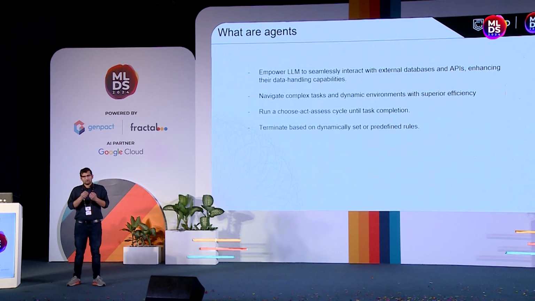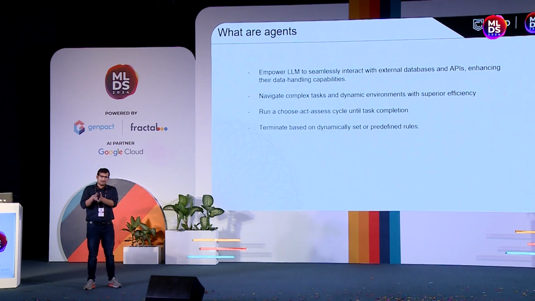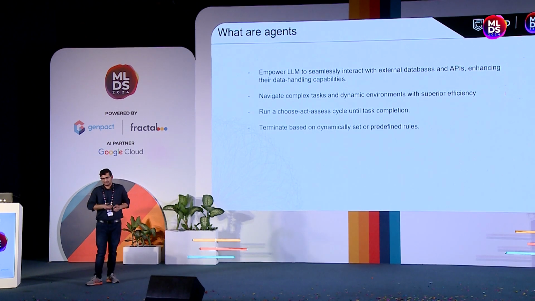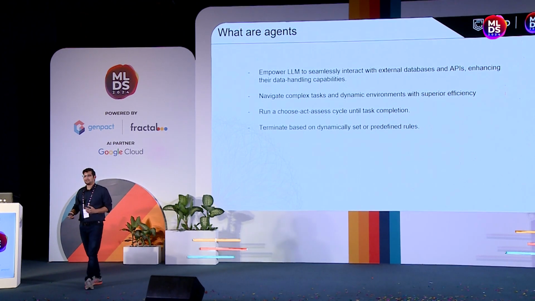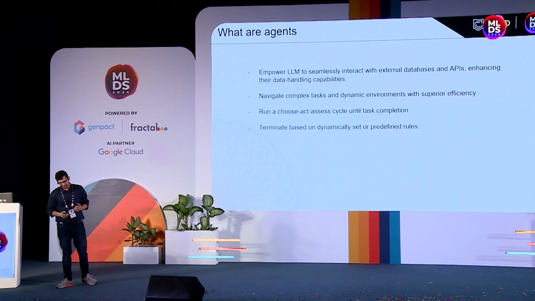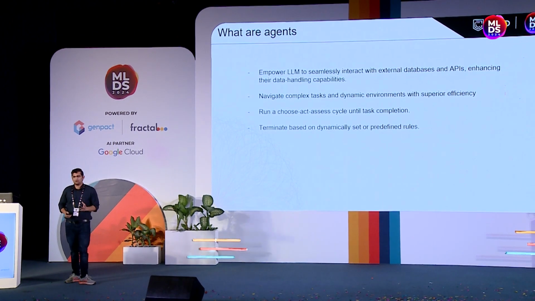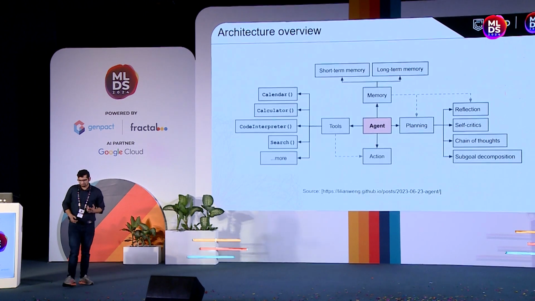If you think about it, the cycle they operate on is basically: choose what you need to do, act on that, and then reassess. We'll talk more about this. It goes on in a loop until you have a task completion or a termination condition enabled, which can also be dynamic or predefined.